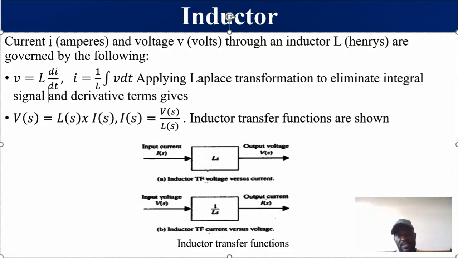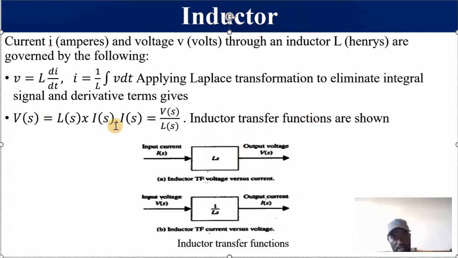If we apply the Laplace transform to eliminate the integral sign and derivatives, this gives V of S. Please take note, the Laplace transform is a capital letter, uppercase. V of S is equal to L S multiplied by I of S. The integral of this gives I of S, and so we can safely say I of S is equal to V of S divided by L S, and the transfer functions or mathematical models are shown below.